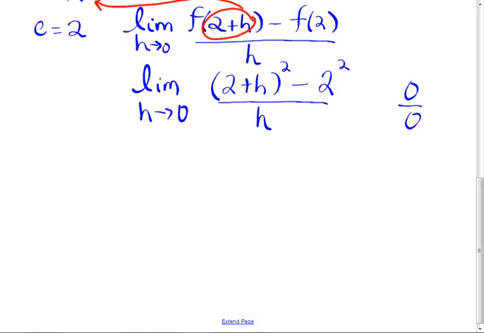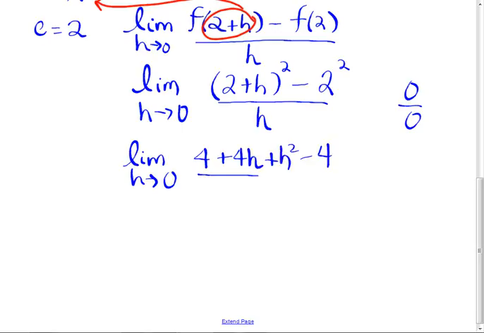I should do what with 2 plus h? Multiply it out. Can't factor it. What is that going to give you? 4 plus 4h, don't forget the middle term, plus h squared minus 4. And I promised you that this number here is always going to cancel. Always. So if I did it wrong, it's going to show.